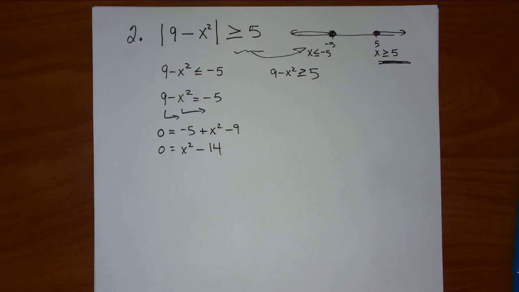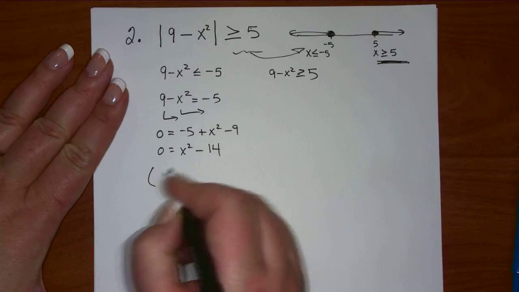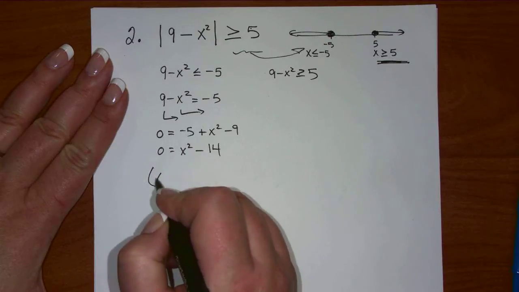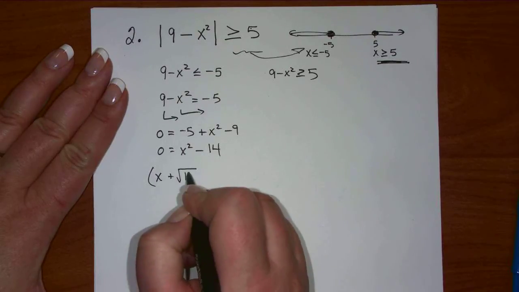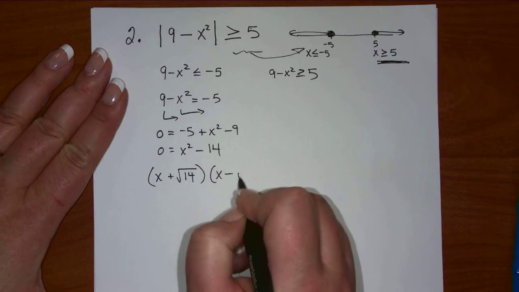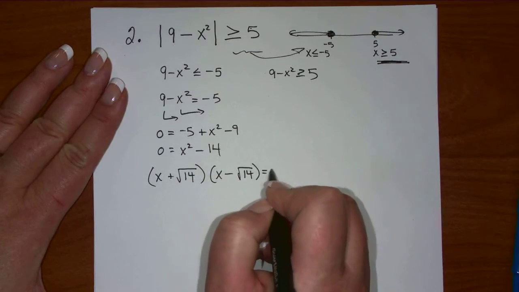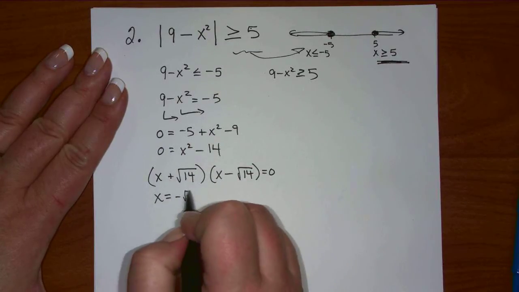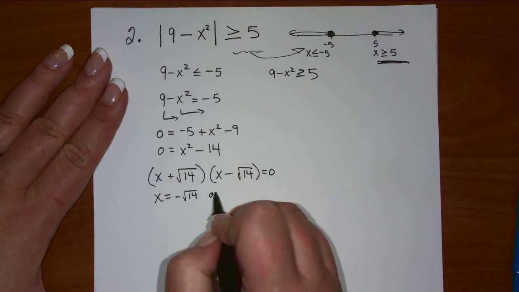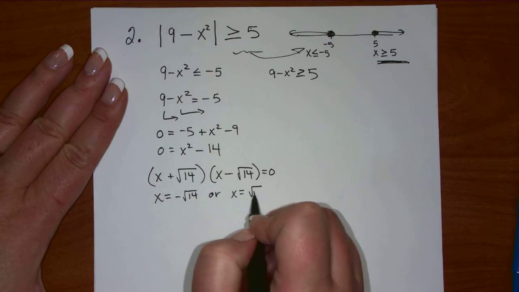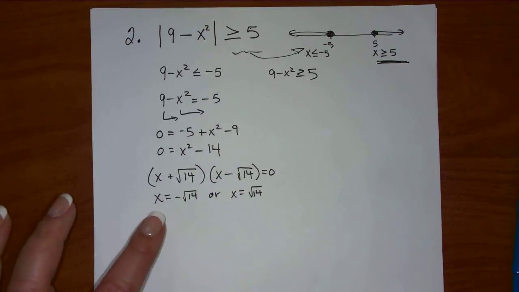Can this be solved? Yeah, it's a difference of squares. It's not a nice difference of squares, but it's still a difference of squares. What do we do when the number doesn't have a perfect square root? You just write the square root. So it's a difference of squares because it has a minus. So x plus root 14, x minus root 14. So x equals minus root 14, or x is plus root 14. So there's our two answers from that side.